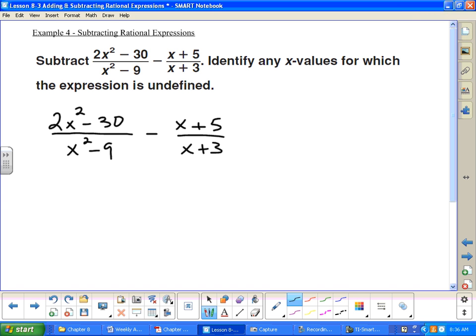Okay, so once again, we'll factor the denominators first if they're not the same. So our left side is x plus 3 times x minus 3. So what does the left side have that the right side doesn't? Okay, the x minus 3, so we'll multiply numerator and the denominator by x minus 3.